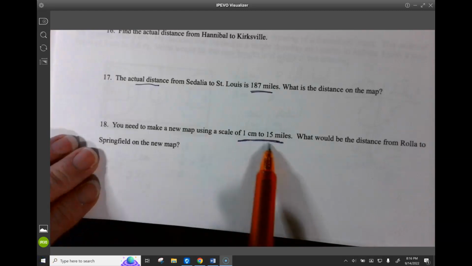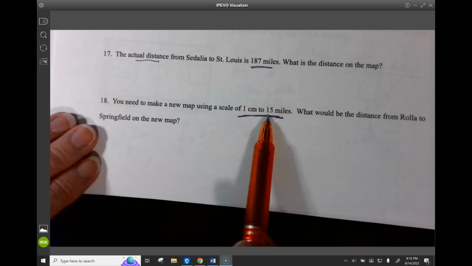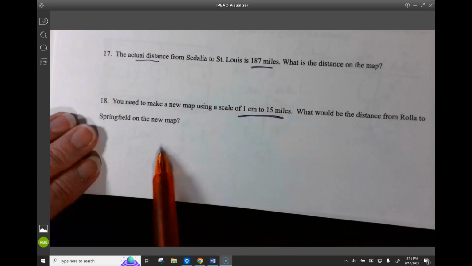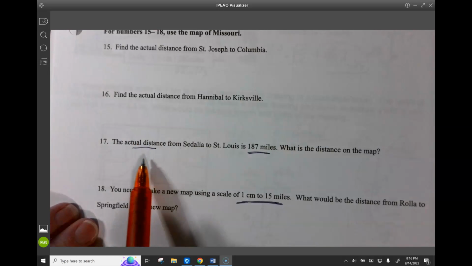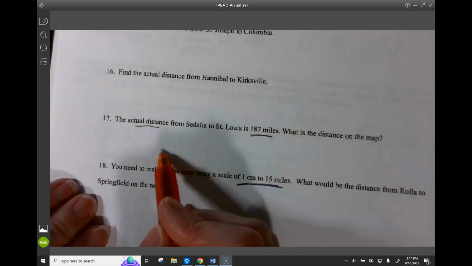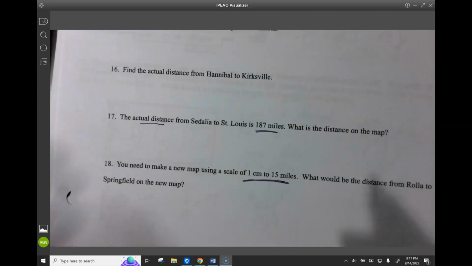So my recommendation is that you actually write this, make a whole other table here. I'm kind of liking the idea of just making a table for each one so I know which way I'm going. Am I getting bigger? Am I getting smaller? What am I going to multiply by?